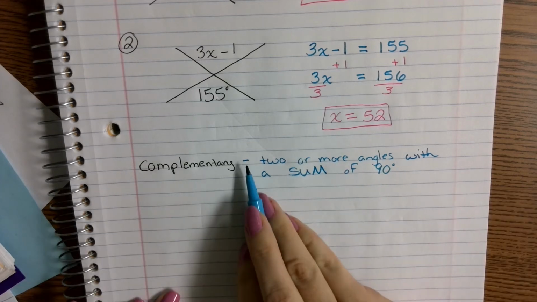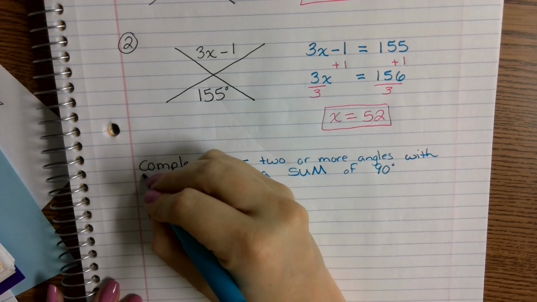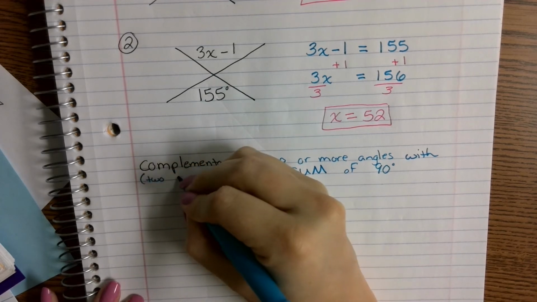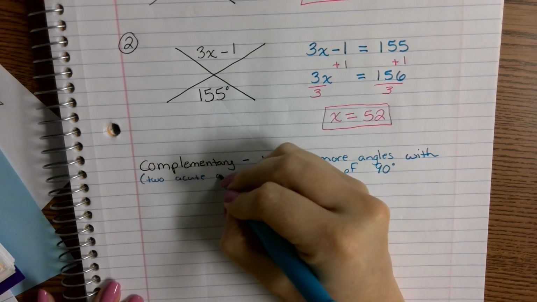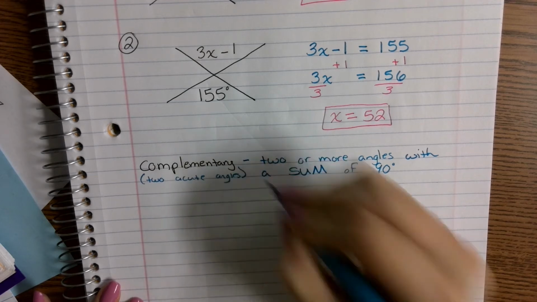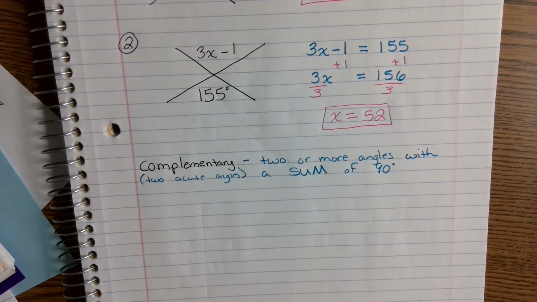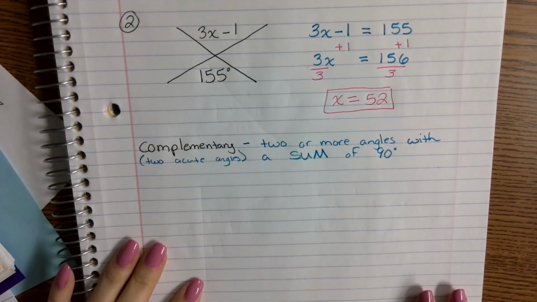So complementary essentially means you have two acute angles. In a complementary relationship, you must have two acute angles. And those two acute angles have to have a sum of 90 degrees.